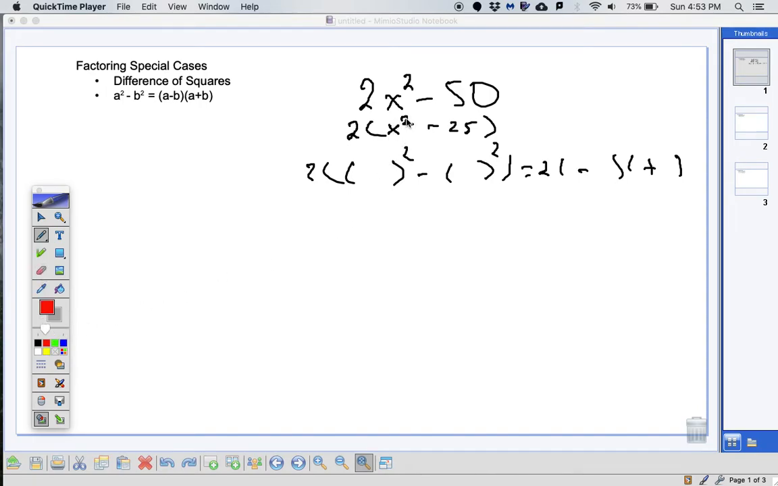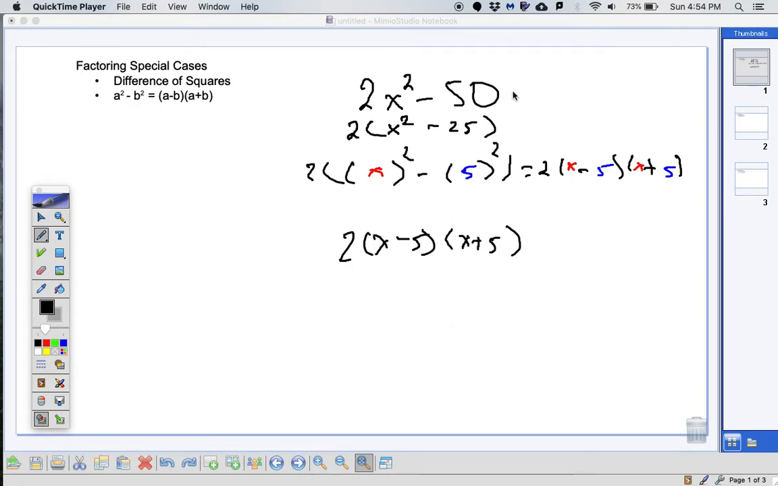I want to know what squared gives x squared. Well, that's x. So this is going to be x and x. And then same thing with the 25. Well, what times itself is 25? Well, that's going to be 5. So these two are both 5 as well. So my final answer, the 2 went along for the ride. And then inside here, we get x minus 5 and x plus 5.